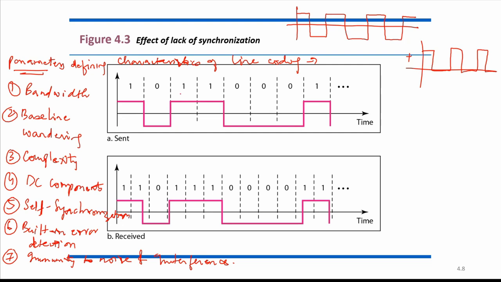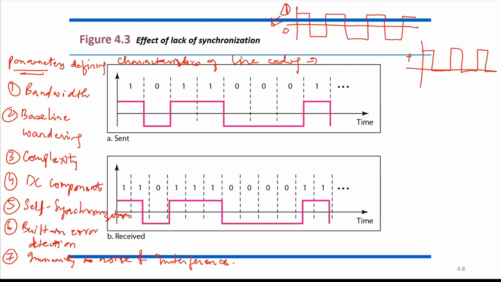Complexity, in the sense, while implementing this concept, however it is implemented will define the complexity. Next is the DC component. In the first waveform, the DC component is considered to be 0. 0 in the sense that whatever the positive amount is there, a similar amount is negative. So positive and negative, overall DC component is 0.